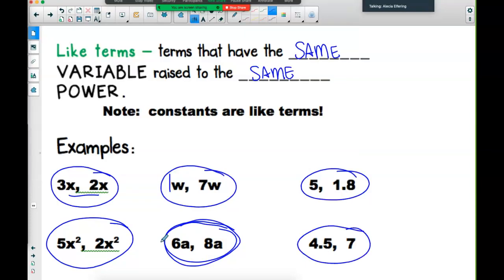They're alike. Okay, so I'm going to write a set of terms, and I want you guys in class, give me a thumbs up or a thumbs down. You guys at home type yes or no if you think they're like terms or not. Okay? Is x and x squared like terms? Thumbs up or thumbs down, at home type yes or no.